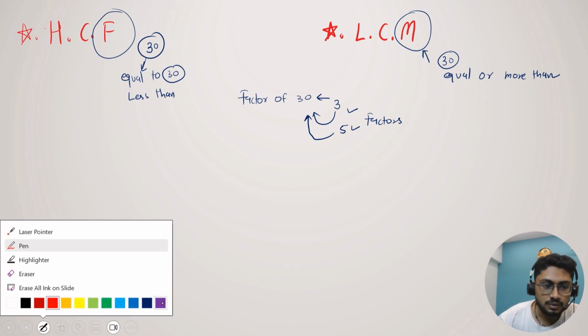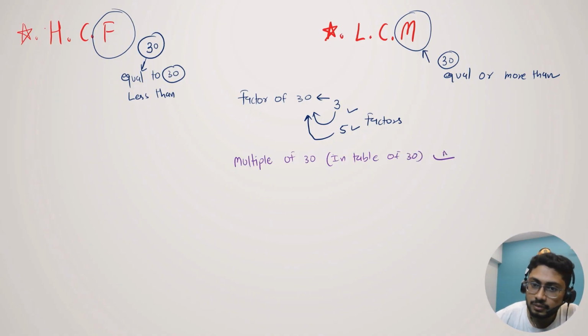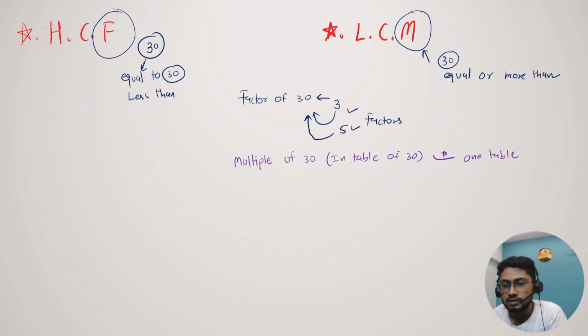Multiple. For multiple of 30, in the table of 30, 30 itself, only one table you need to consider. Which is what? Table of 30, and you will find the multiples of 30. Am I clear? Yes or no?